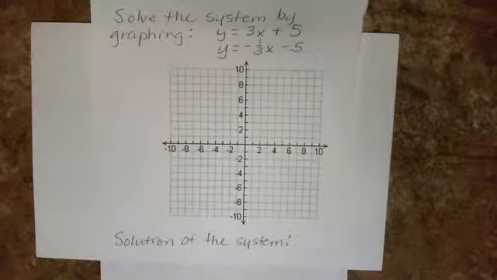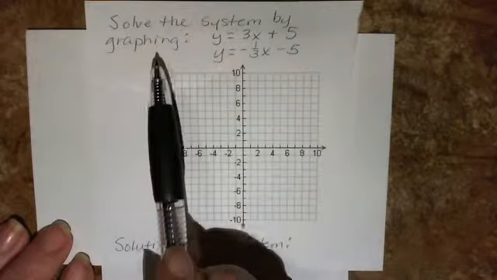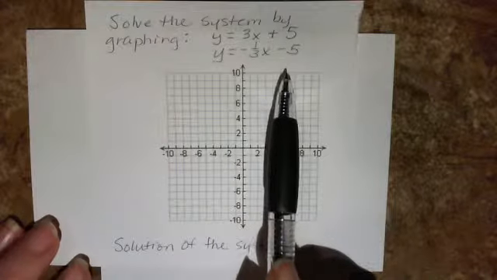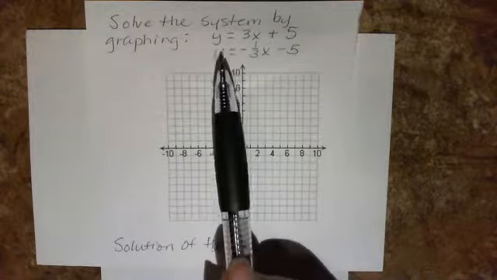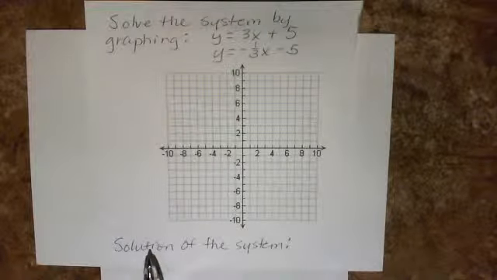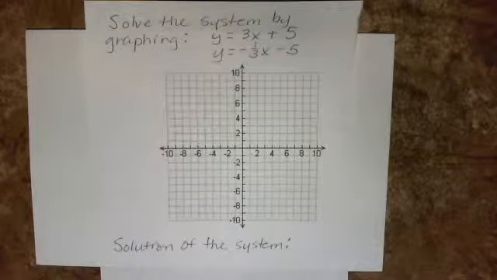Alright, let's look at solving systems of equations first by graphing. Solve the system by graphing. That means we have two linear equations and two variables. We need to graph each one and then see if they have a common solution, or if the two lines have a point in common.